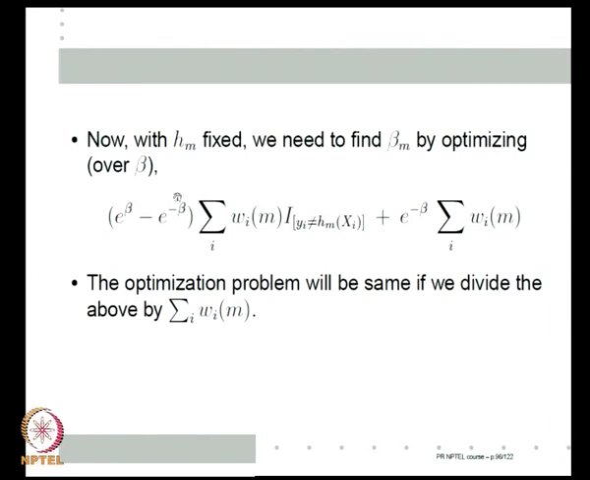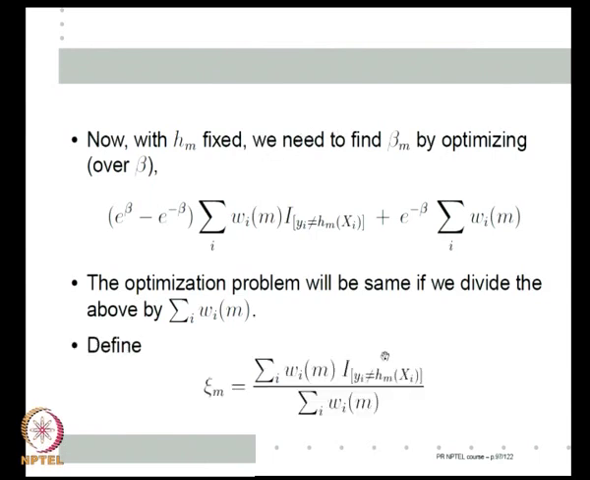If we divide it, we get summation over i of w_i^m indicator y_i not equal to h_m(x_i), whole divided by summation over i of w_i^m. We will give some name to it, we will call it J_m. On this term, this will go away, and I will get only e^(-beta). So, this factor which does not depend on beta, we give some name J_m.